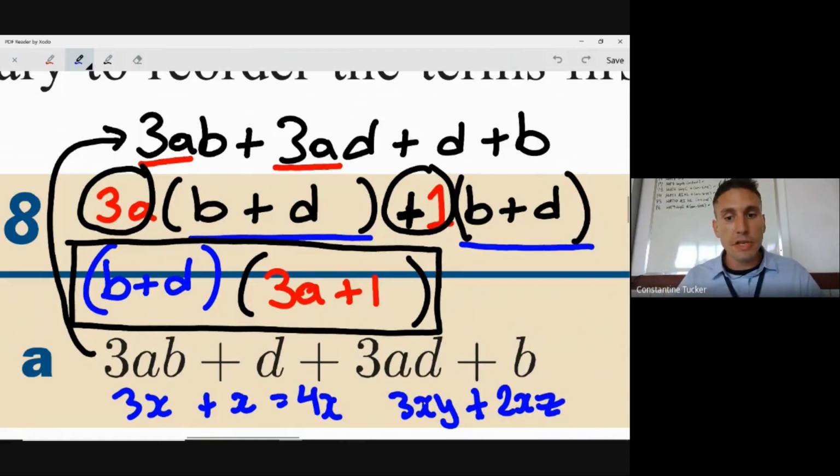And this would make sense if we were to replace each letter with a different number. So if you replace A with 1, B with 2, or something like that, D with 3, then you will see that you can't really put those together.